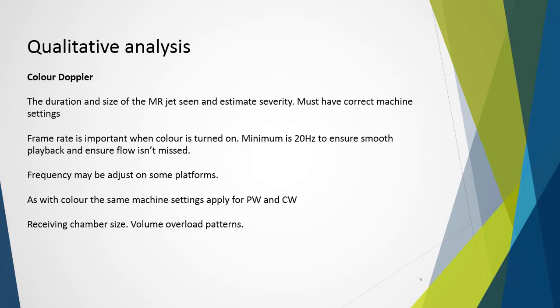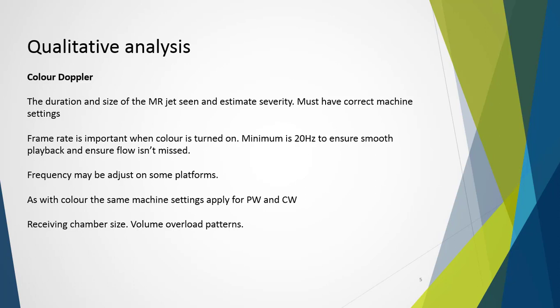We must always be wary of heart rates. At a high heart rate, the flow may appear underwhelming. Narrow the colour box and use a small field of view and attempt to keep the frame rate up, and this way we can interrogate it better. The frequency may be adjusted on some platforms. Moving the frequency down will increase the Nyquist limit and minimise the aliasing that we see with fast-moving jets.